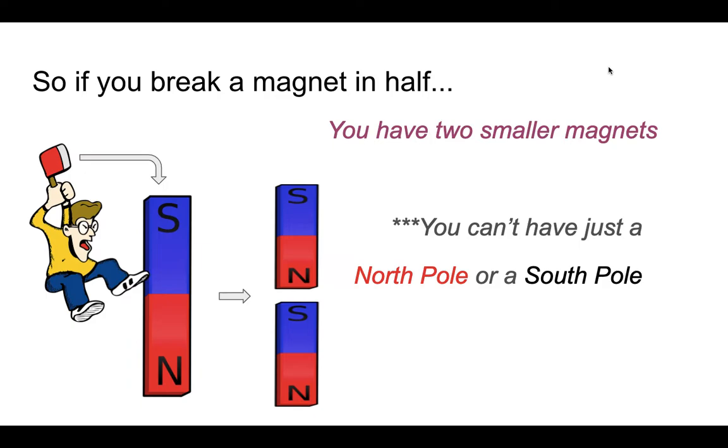Now, when you break a magnet in half, because magnetic domains are little areas of both north and south poles, all you end up with is two smaller magnets. You can't ever just break a magnet and have one half be a north pole and the other half be a south pole. It doesn't work that way because it's all these areas of magnetism put together. It's not just one end and the other end.